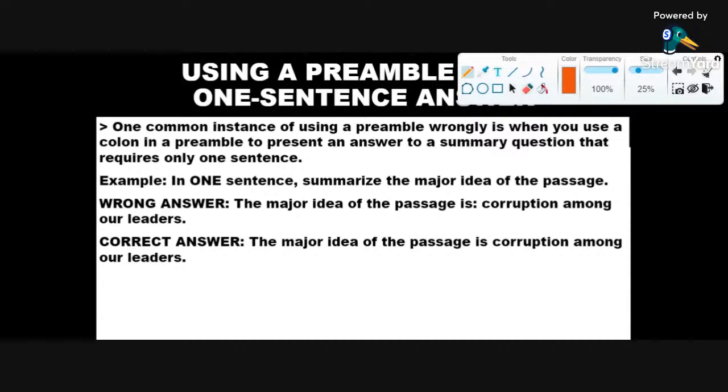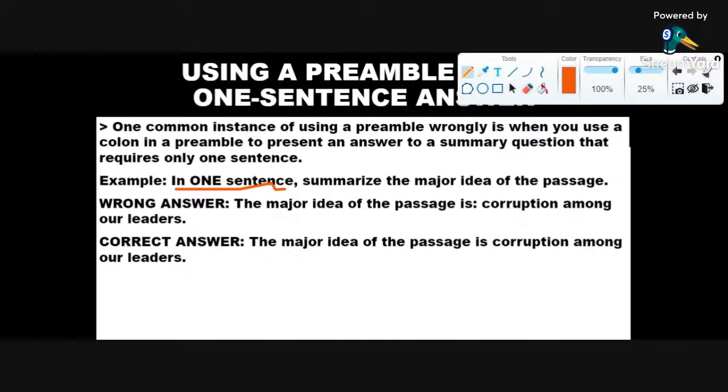Then, one other common error is when you use a preamble to present an answer that requires only 1 sentence. For example, in 1 sentence, summarize the major idea of the passage. Now, let's look at it critically. Now, you can see it here. In 1 sentence, it's just 1 sentence. Summarize the major idea of the passage. The major idea of the passage is corruption among leaders.